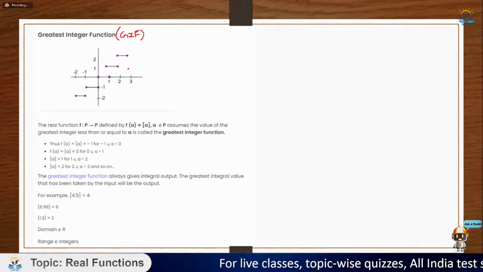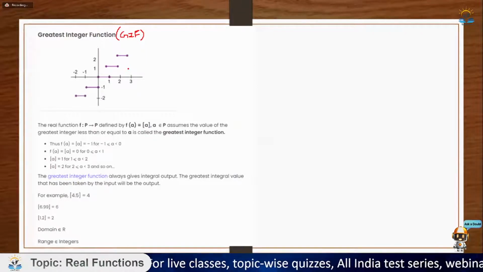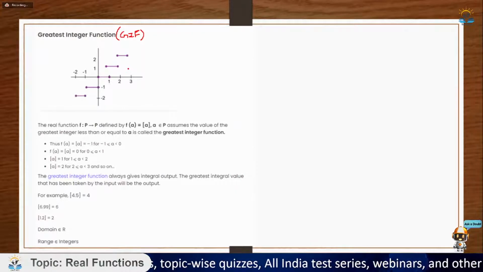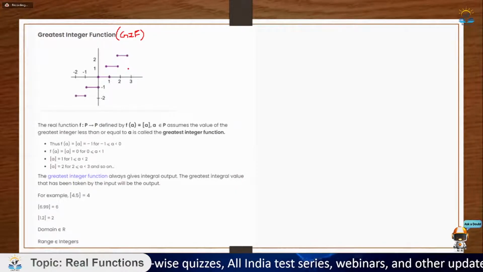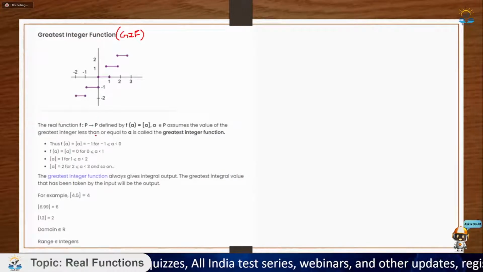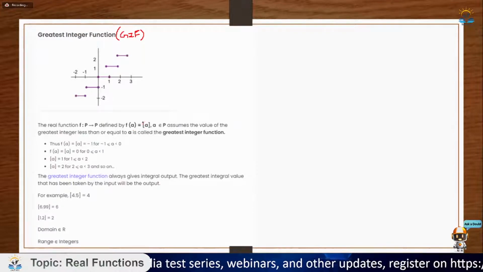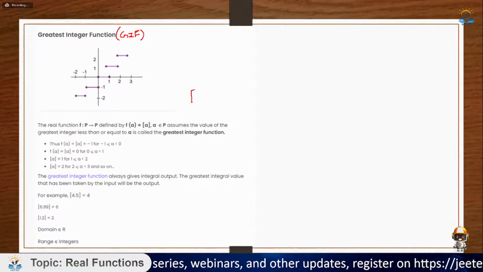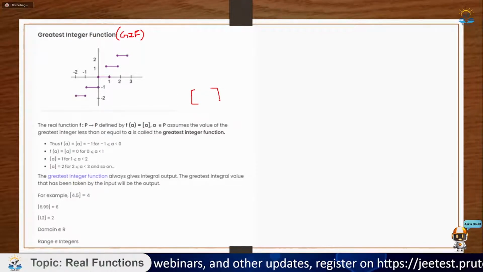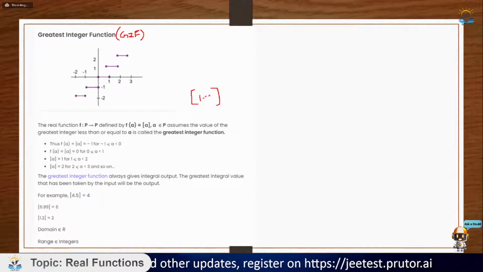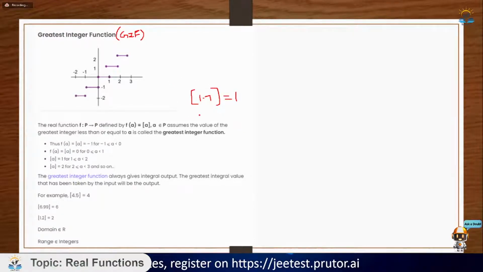The answer would be the integer before your number. If your number is 2.9, then you will get 2 only. If your number is 3.6, then you will get 3 only. If your number is 3.0, then you will get 3. So basically it is the integer which is before your value. It is represented like this: f(a) is equal to the greatest integer function of a. It is represented by square brackets, and inside the square brackets you write your function value. Let's say 1.7. So the greatest integer function of 1.7 is nothing but 1 only. Okay, so it is represented by square brackets.